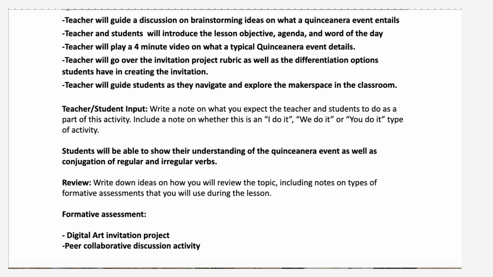And then teachers will guide students as they navigate and explore the makerspace within the classroom, and students will be able to show their understanding by creating their invitation, showing that they can conjugate the verbs, regular and irregular verbs.